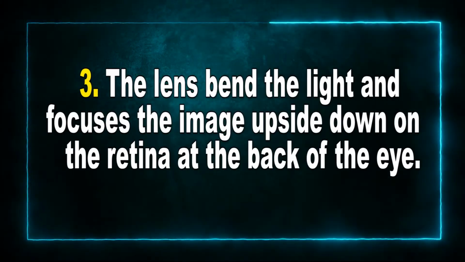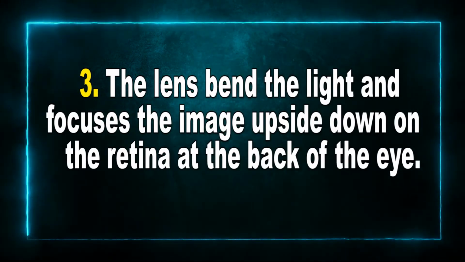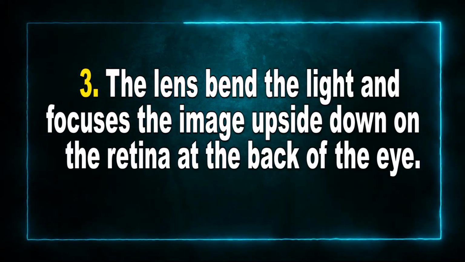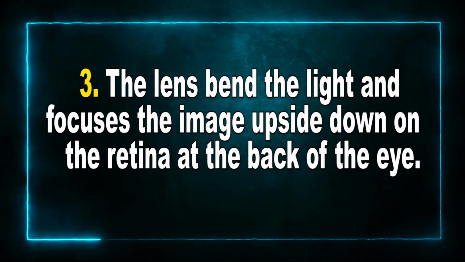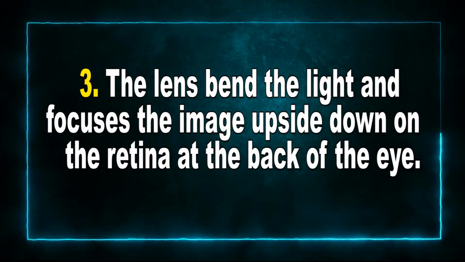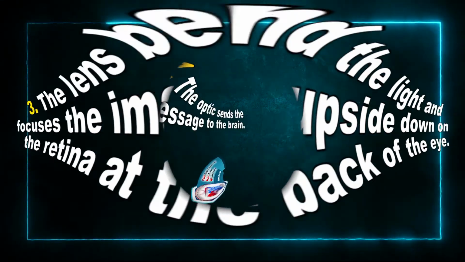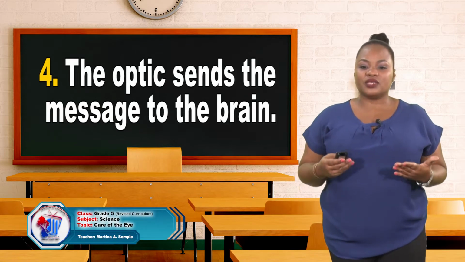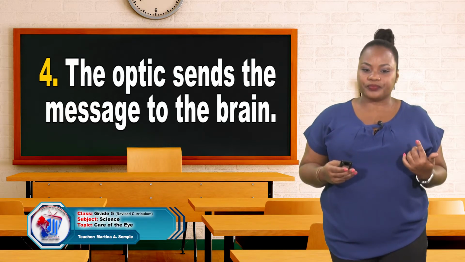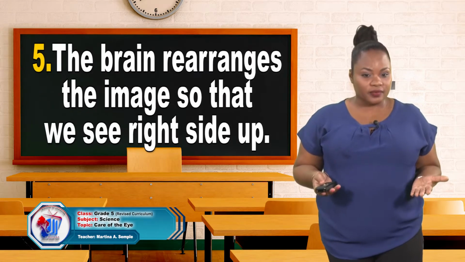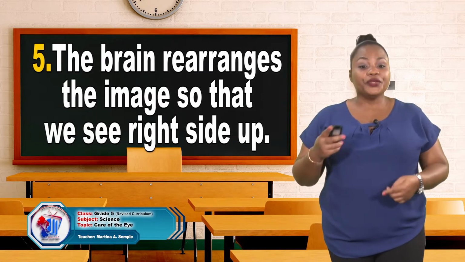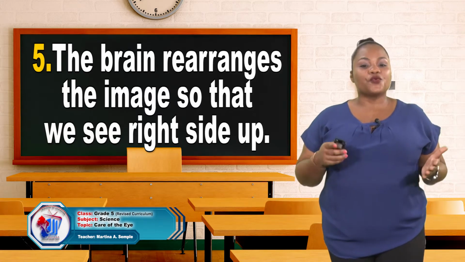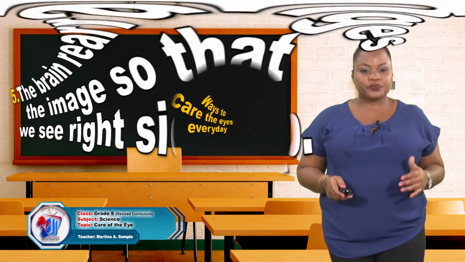Step 3. The lens bends the light and focuses the image upside down on the retina at the back of the eye. Step 4. The optic nerve sends the message to the brain. Step 5. The brain rearranges the images so that we see right side up.